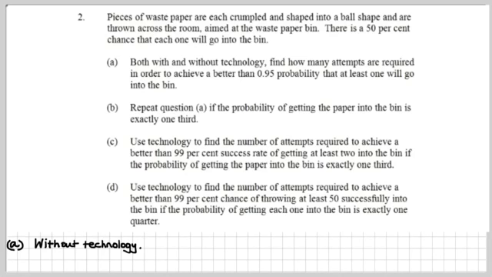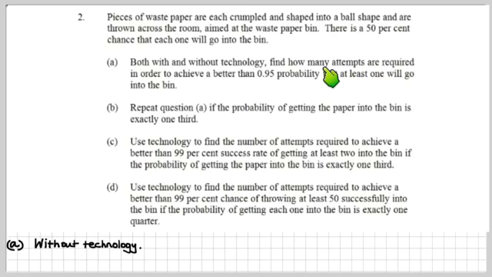So this is binomial, sticking out a mile, binomial. So both with and without technology, well, that's very interesting. With and without technology, find how many attempts are required in order to achieve a better than 0.95 probability that at least one will go into the bin.